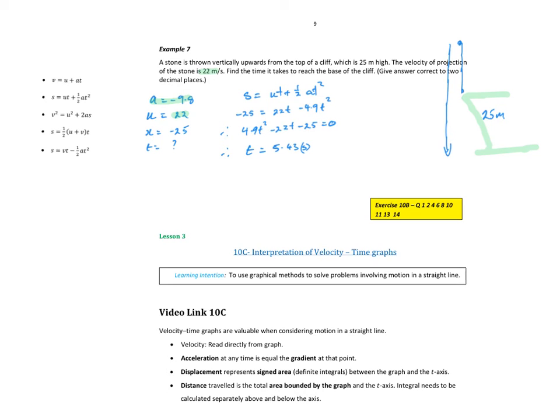Now, where do I need to travel? The distance I'm going to travel, well, I have to end up 25 meters below my starting point. So I've decided to make my starting point 0, and the particle has to travel negative 25 meters. Okay, so if I again want to find the time it takes to reach the base, I've got distance, initial velocity, acceleration. So I'm solving for t. If I solve this particular quadratic for t, I end up with 5.43 seconds.